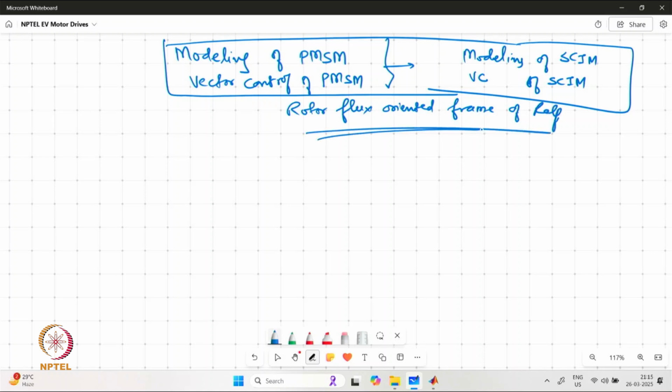So with this chapter is concluded, and we'll be moving with some different type of motor drives in the coming up lectures.